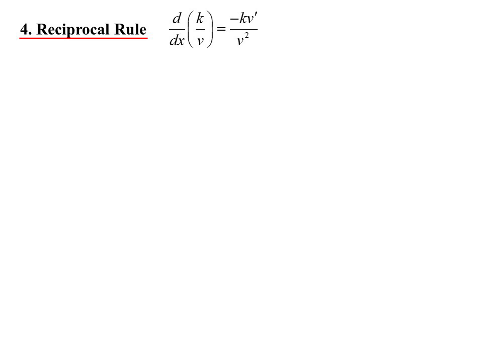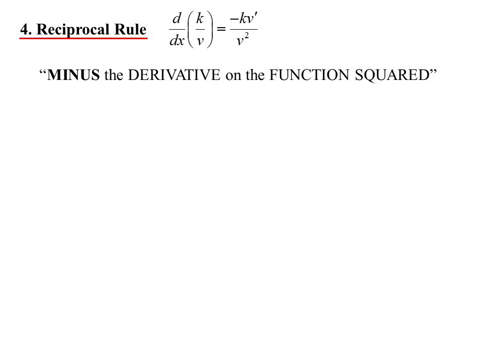There is a fourth rule. Now, it's not a rule that you'll see in any textbooks or anything, and probably not one your tutors have told you about. But it's a quick way of doing questions where there's a constant on the top of the fraction. Rather than using the whole of the quotient rule, it can be abbreviated like this. The way I think about it is minus the derivative on the function squared.